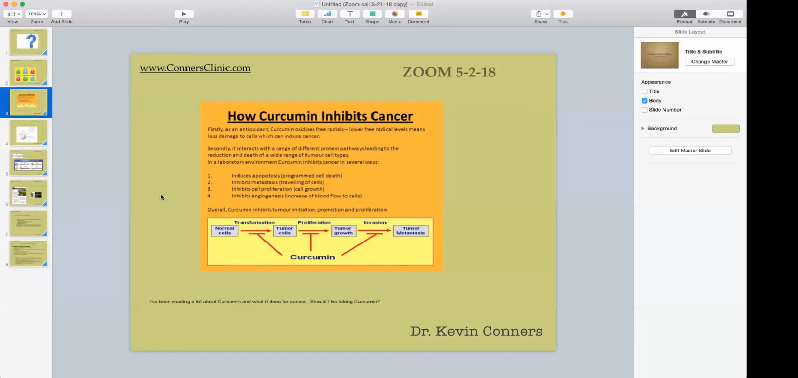Can you take too much curcumin? You can take too much of anything. So yes, if you haven't tested for it, meaning with me, I'd say 1 to 3 grams should be your maximum dose.